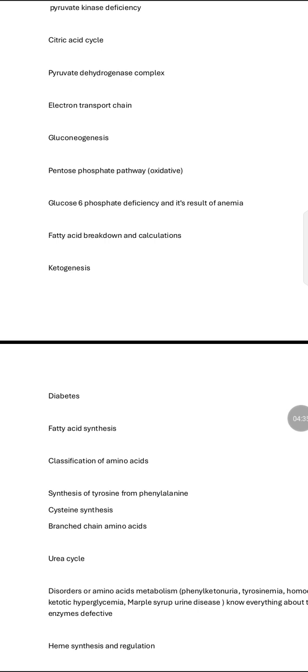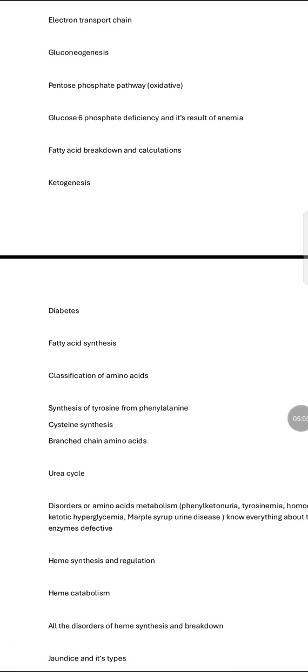So you can also know about the non-oxidative phases, right? And also that in pentose phosphate pathway, the generation of ribose 5-phosphate, which is used as part of DNA, okay? Ribose 5-phosphate. From there, there's glucose 6-phosphate dehydrogenase deficiency, and its result of anemia.